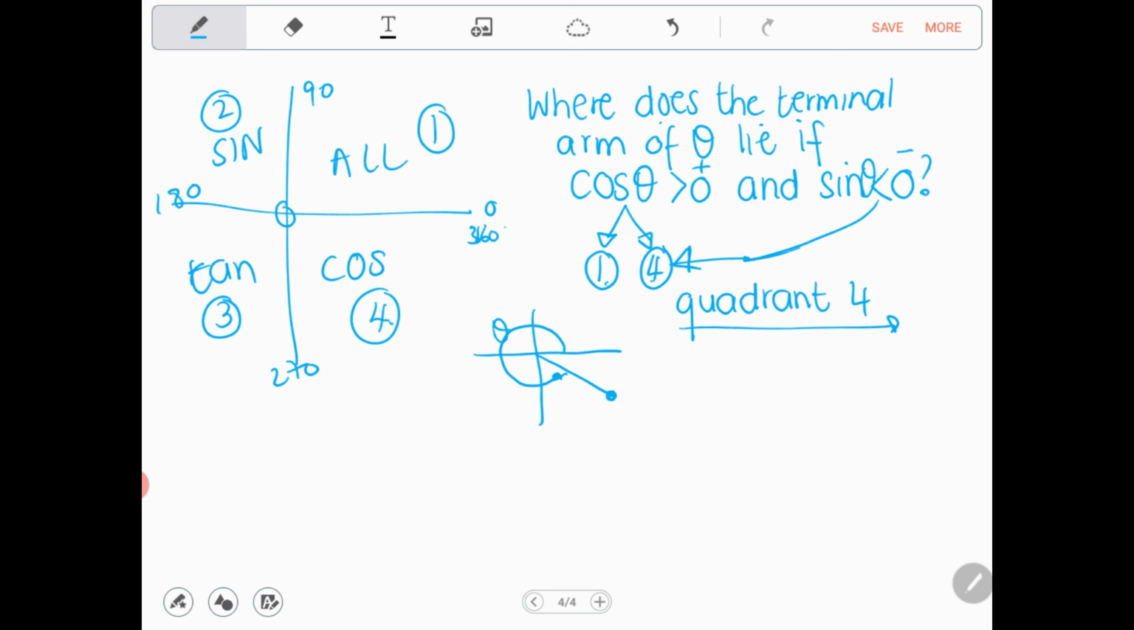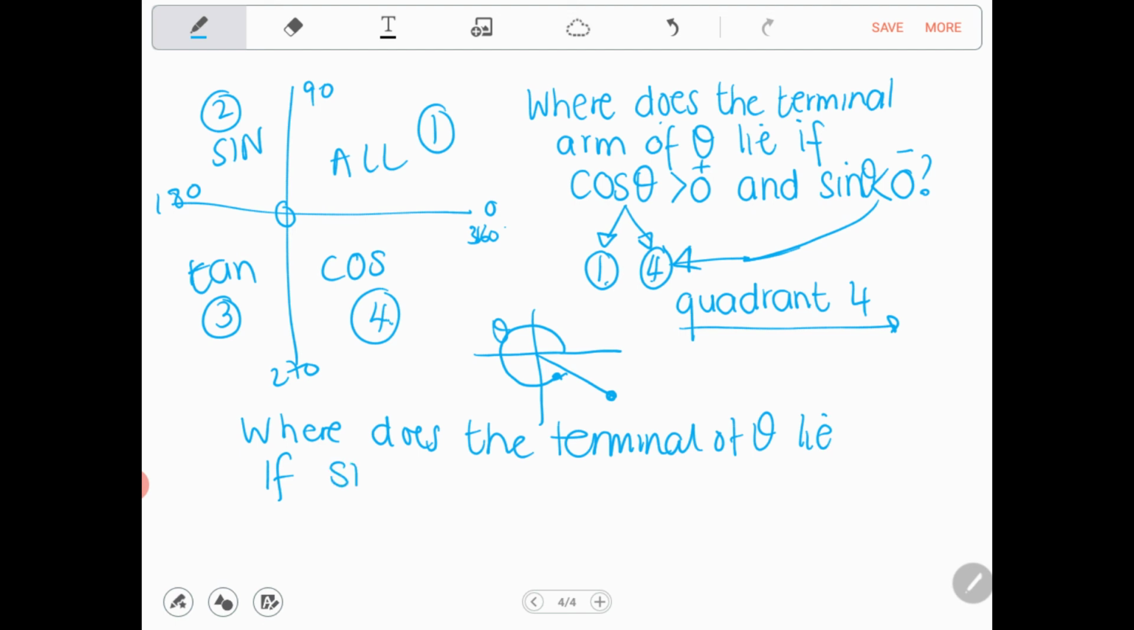All right, let's try one more. Where does the terminal arm of theta lie? If sine is negative and theta lies between 90 and 270. Okay, so this one is slightly different to the one we did before.